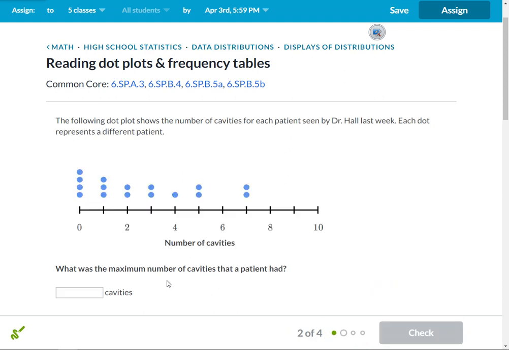Here's another dot plot. This time they're asking for the maximum number of cavities that a patient had. So these patients had 0 cavities. These patients had 1, 2, 3, 4, 5. No patients had 6, and these patients had 7. So the maximum number of cavities was 7 because nobody had more than 7 cavities.